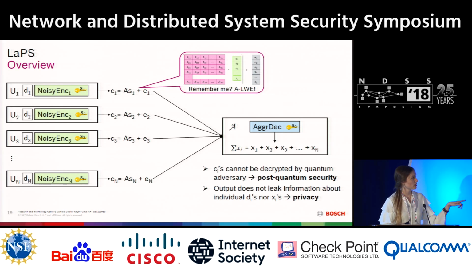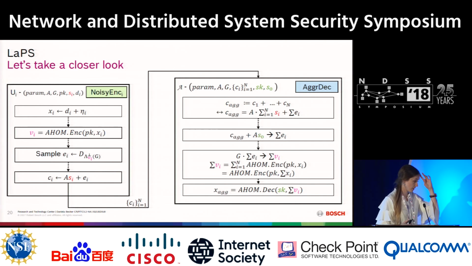The way those ciphertexts look is that it's going to be some matrix multiplied with some secret vector S plus some error, and I hope that sounds familiar because that is our augmented LWE term that we just talked about. What we're actually able to guarantee is not only that this aggregate output doesn't leak any information about the individual users or their data, but also that you're not able to decrypt any individual ciphertext, even if you had a quantum computer to do it. So we're able to guarantee post-quantum security.